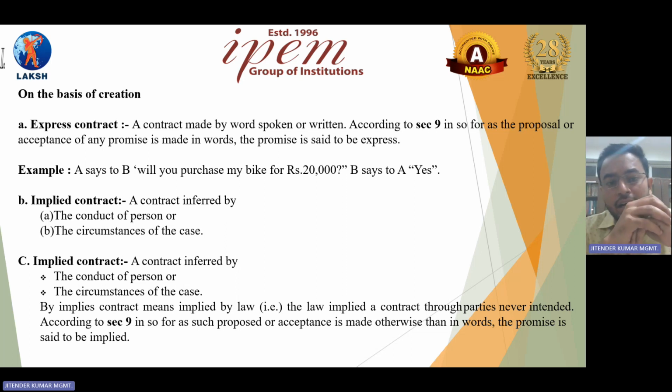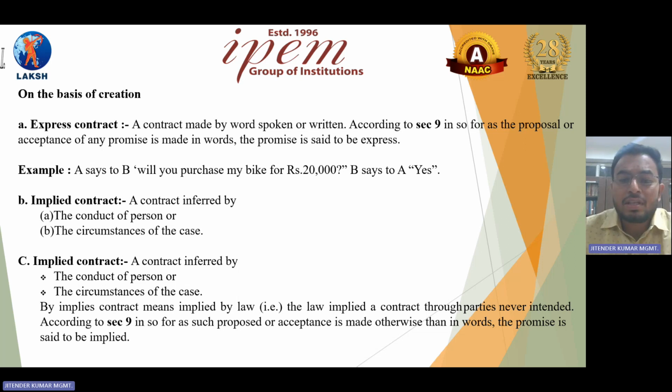So these kinds of contracts are known as express contracts. If we move further to implied contracts, these are contracts where the offerer offers something and it is up to you, the offeree, to accept it or not, right? Implied means a contract implied by law, though the parties never intended it, according to Section 9, so that such proposal and acceptance may be otherwise than in words.